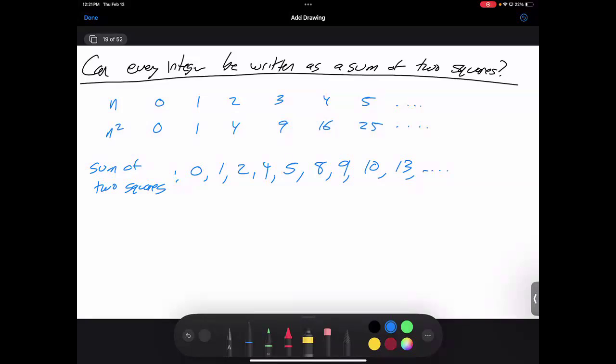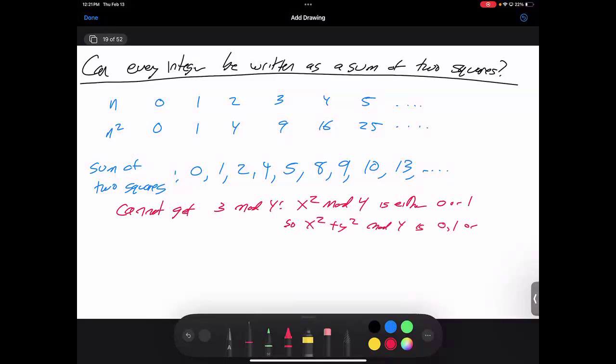So you can't get 3 mod 4. And the reason is x squared mod 4. Is everybody familiar with mod arithmetic? Yes. So x squared mod 4 is either 0 or 1. So x squared plus y squared mod 4 is 0, 1, or 2. So we can't get anything that's 3 mod 4. Do we get everything that's not 3 mod 4?